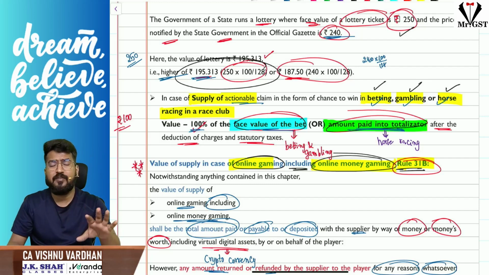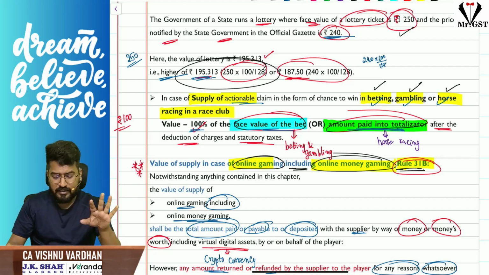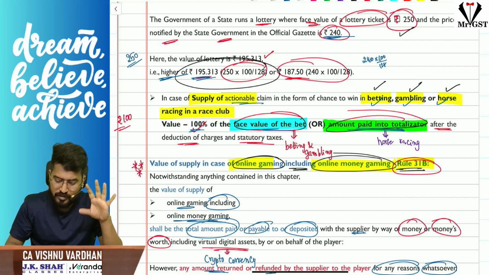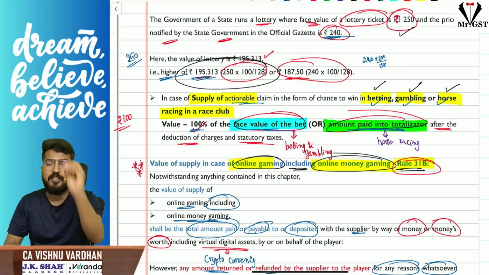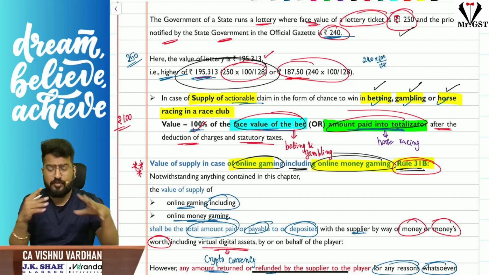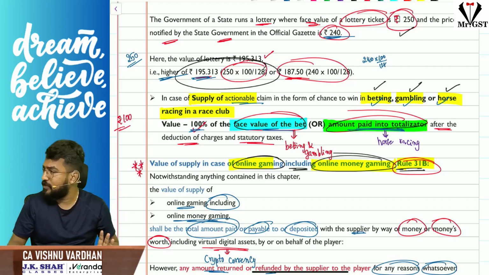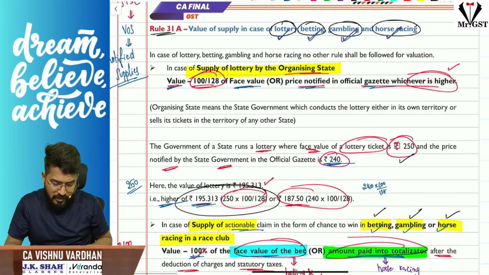For example, you are betting 1 lakh rupees, 1 lakh will be the value of supply after deducting the charges and any statutory taxes, all the stuff. So how much ever bet you are placing, that much will be the value of supply. If it is horse racing, you know the totalizer device. So how much ever the amount is paid into the totalizer, that will be the value of supply. Okay, so that is rule 31A.